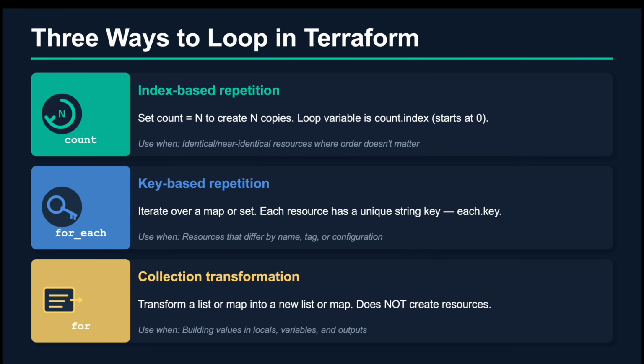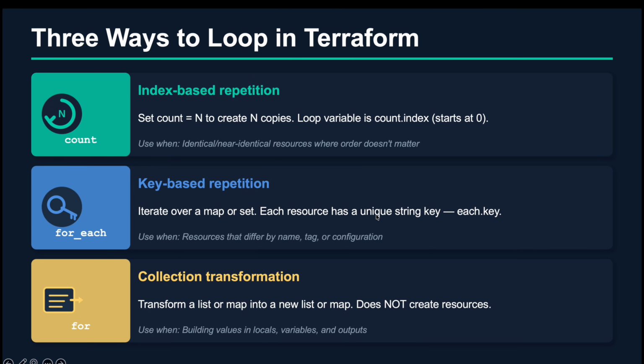Next is the three loop mechanisms. Three ways to loop in Terraform. Terraform gives you three tools. Let's get a high level picture before we go deep on each one. First one is count. This is the simplest. You set count equal n and Terraform creates n copies of the resource. Each copy is identified by a numerical index starting at 0. That's count.index. Use it when you need identical copies and the order doesn't really matter.